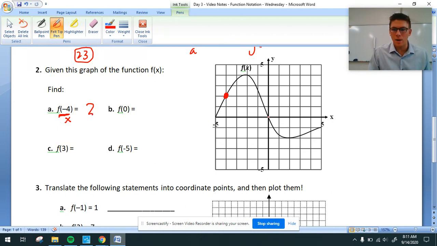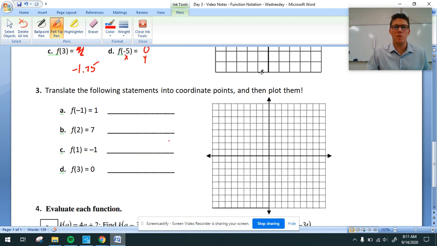F of 0, when x is 0, the y value is 0. F of 3, when it's 1, 2, 3, the y value associated with it is, you're going to have to approximate, -2.75. Oh, sorry, -1.75. Just an approximation. F of -5, when I go to -5, we're right here at an x value of -5. What do we get back? The y value, which is 0.